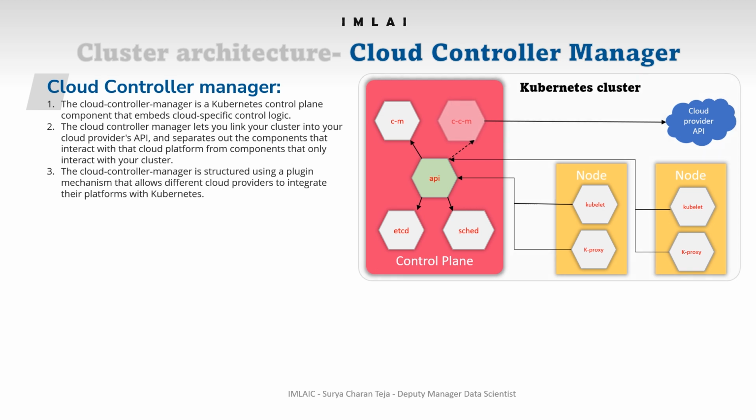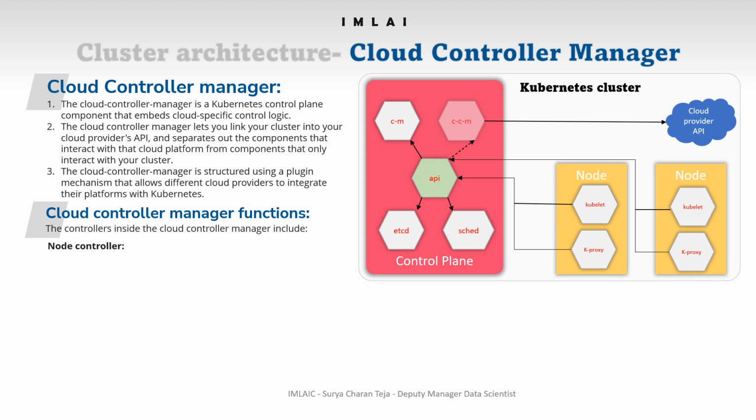So, Cloud Controller Manager functions. The controllers inside the cloud controller manager include a node controller, a route controller, and a service controller. The node controller is responsible for updating node objects when new servers are created in your cloud infrastructure. It obtains information about the hosts running inside your tenancy with the cloud provider.